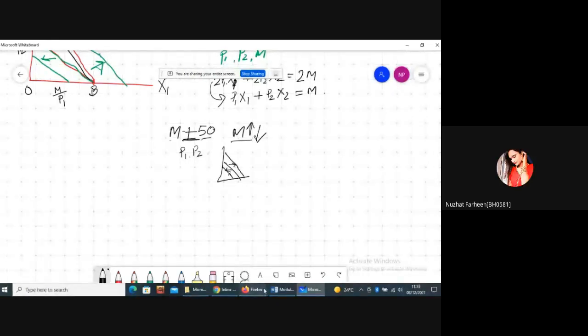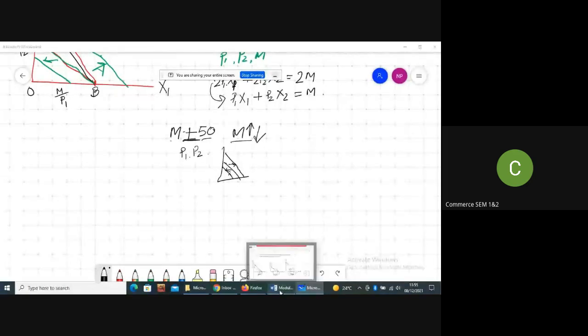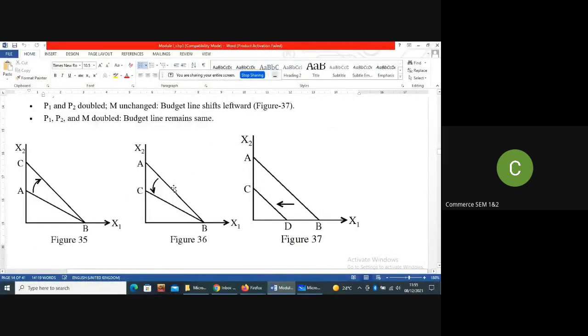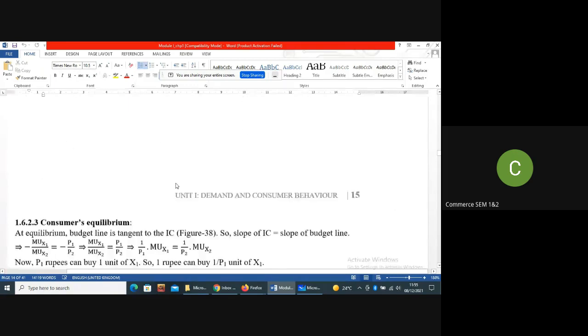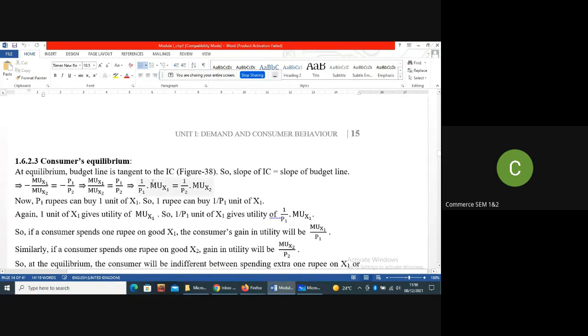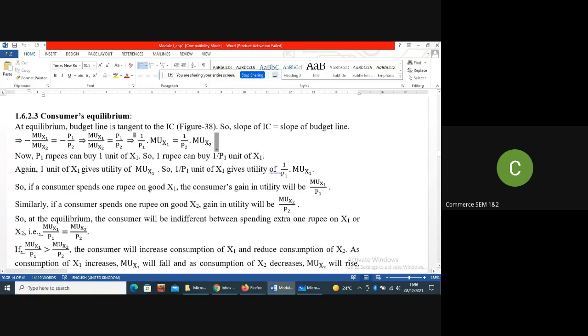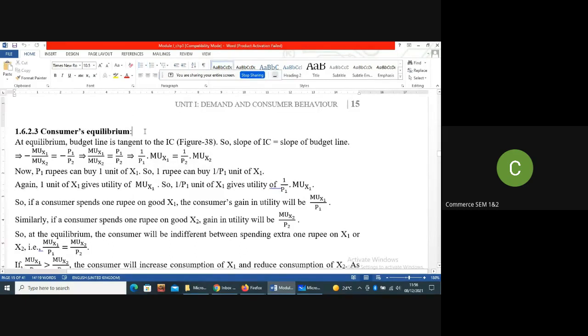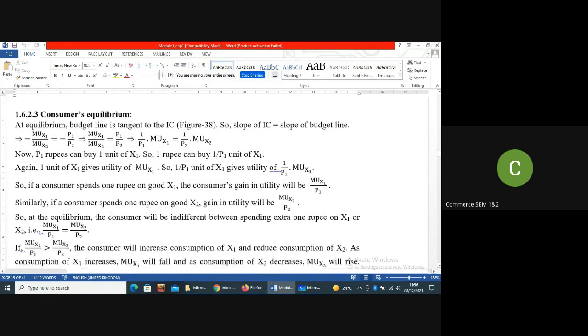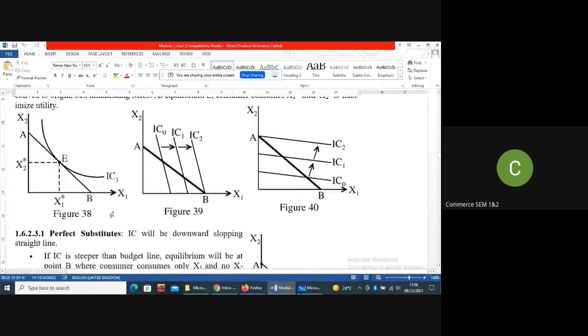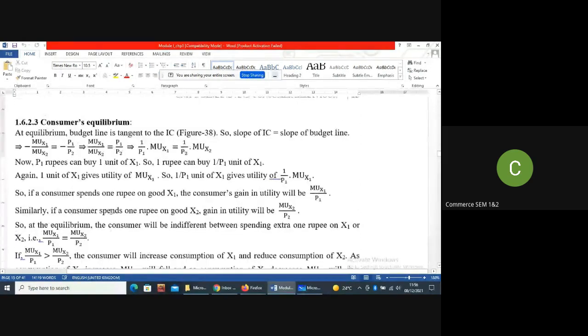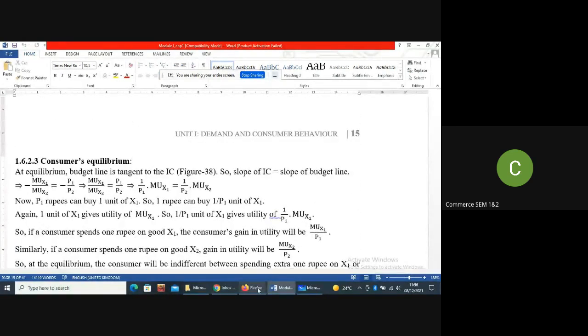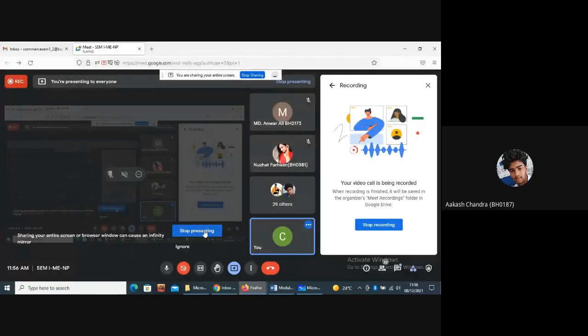So you may receive this kind of question in your exam. That is why I'm giving some examples like this. I think we should stop here because otherwise the class will be too long. Okay, sir.